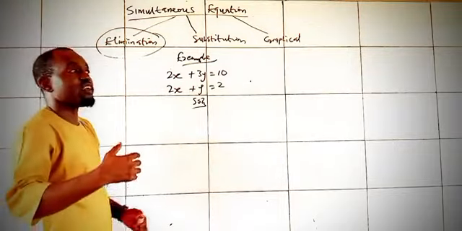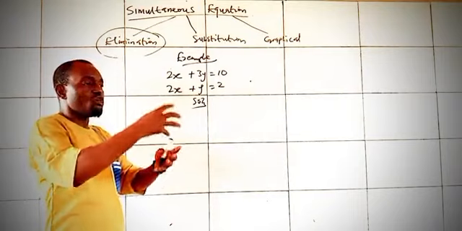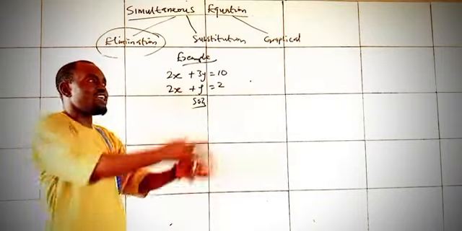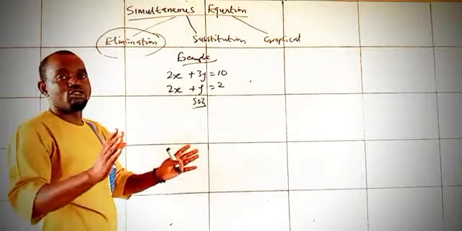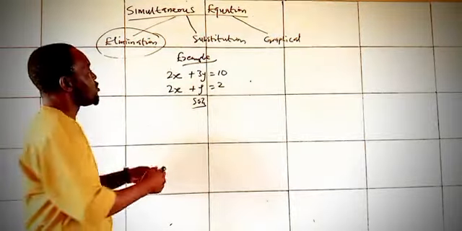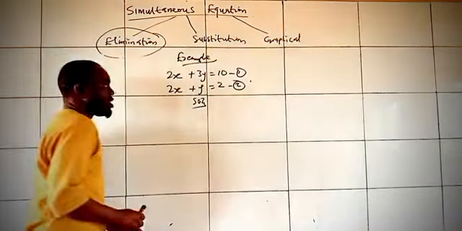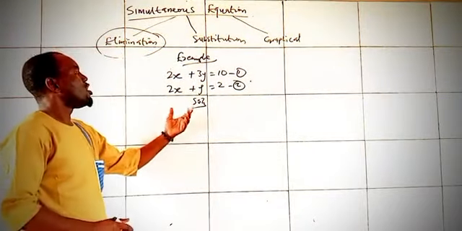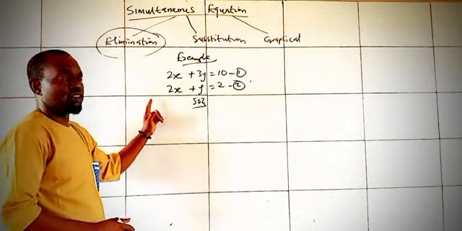Substitution means replacing something with another thing. That is the meaning, like we are substituting something with another. Now, if you look at this equation, this is equation 1, and this is equation 2. Now let's go. We need to start from one of the equations in the substitution method.